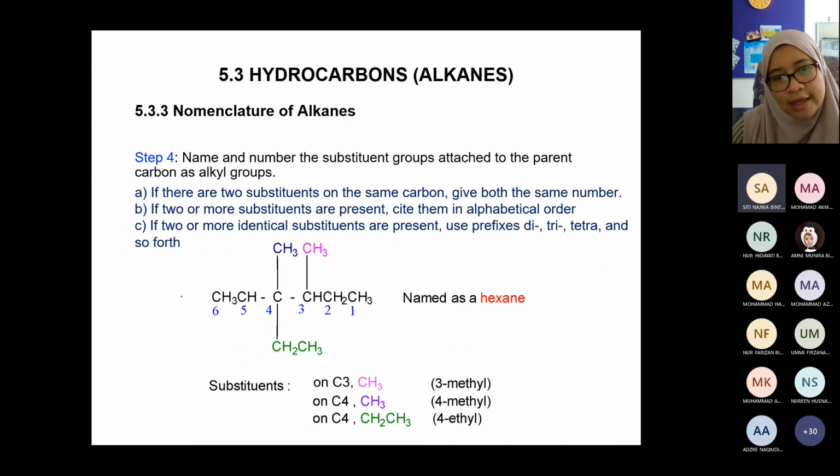Okay, right, next. What else? If there are 2 substituents at the same carbon, give both the same number. For example, at carbon number 4, we have this methyl group and this ethyl group. So both of them will have the same numbering: 4 for methyl, 4 for ethyl. See? 4 methyl, 4 ethyl.